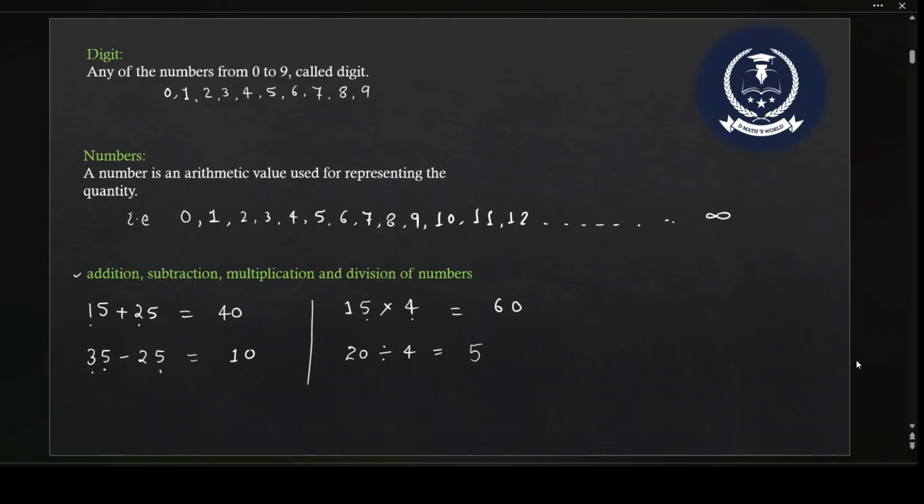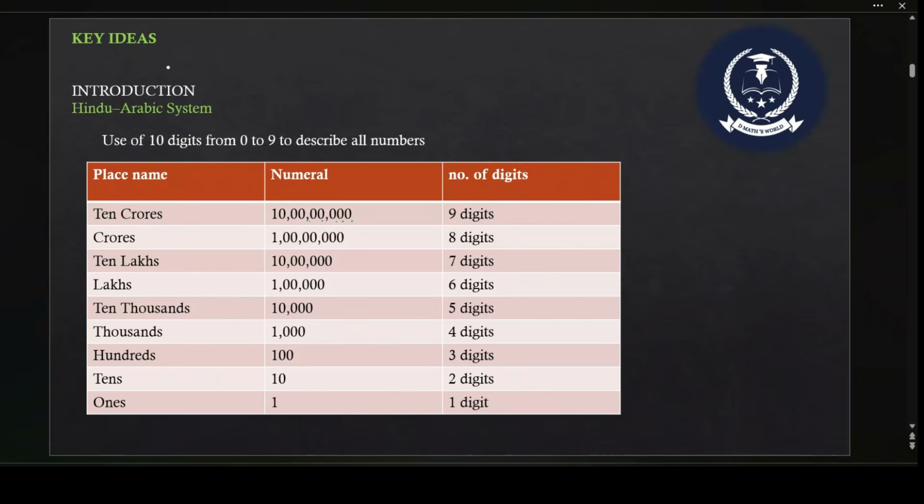Okay. Now we are going on to the next slide and we will learn the next topics. First of all, look at the Hindu-Arabic system. It uses 10 digits from 0 to 9 to describe all the numbers. Look here: place name, numerals, and number of digits. If I'm talking about 10 crores, it is 9 digits. You know why? 0 means 1 digit, then 2 digits, 3, 4, 5, 6, 7, 8, and 9. Including 1, it is 9 digits.